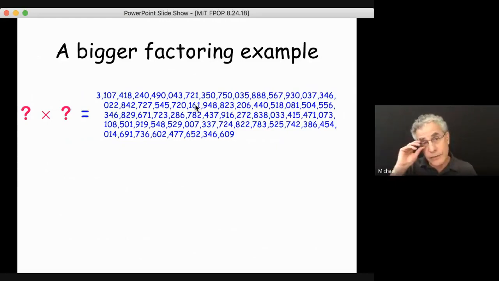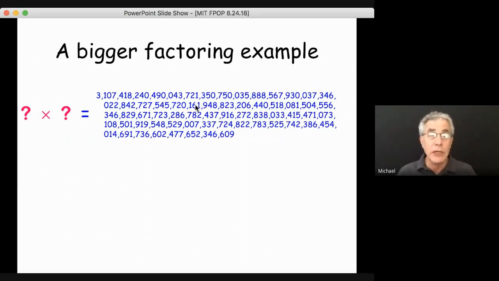Now, this becomes a challenging problem. If you're going to do that in pencil and paper, that's going to be hard. So you think, well, why not use a computer to solve that much bigger factoring problem, which you can do, and in fact has been done.